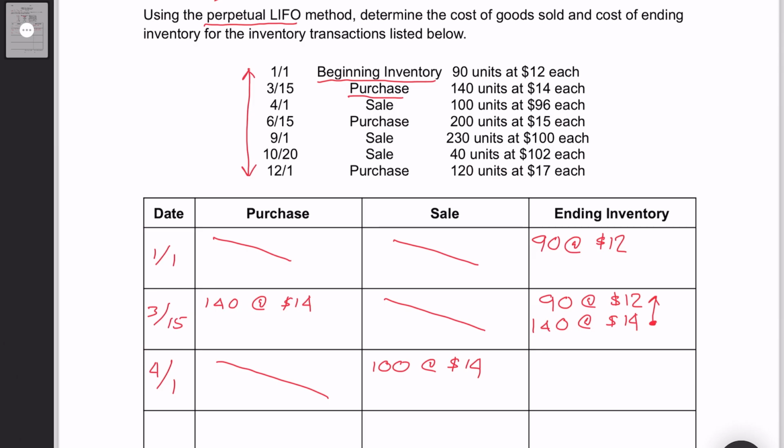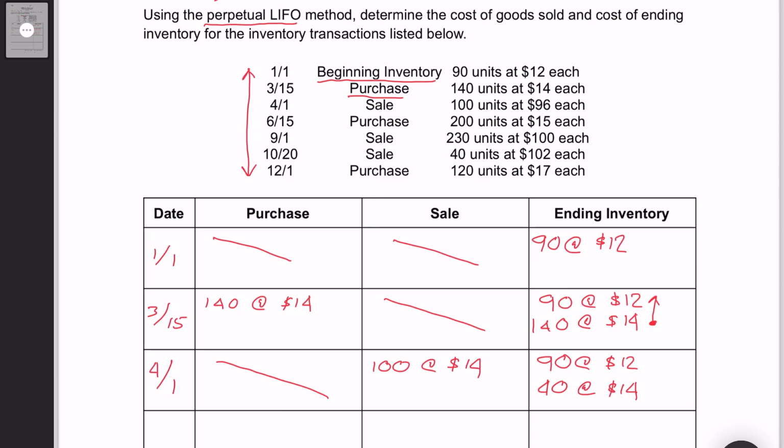So when I look in my warehouse, what do I still have? Well, I had those original units, those 90 of them, at $12. And now I sold 100 of my 140. So I've only got 40 units left at $14.